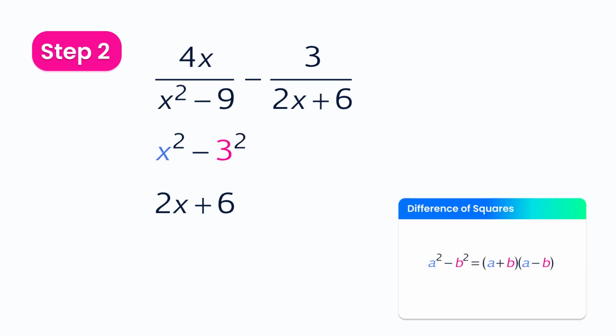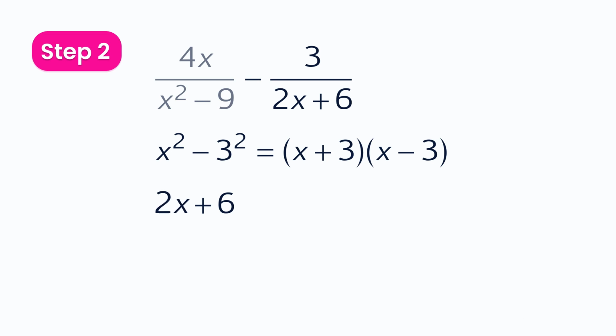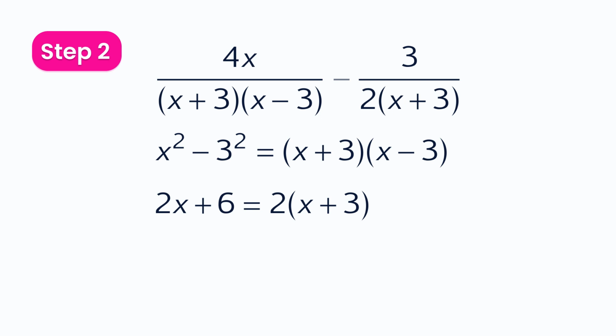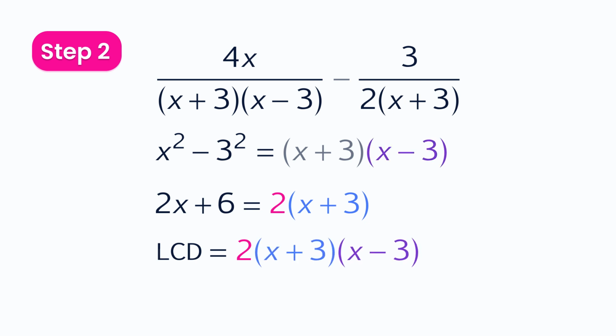X squared minus 9 equals the quantity x plus 3 times the quantity x minus 3. This expression has been factorized using the difference of squares formula. In the second fraction, 2x plus 6, you can bring 2 outside parentheses and get 2 times the quantity x plus 3. The denominators are now factorized, and there is no simplification possible. So you move on to find the LCD. You include all the factors you need to cover both denominators. This gives you an LCD equal to 2 times the quantity x plus 3 times the quantity x minus 3.